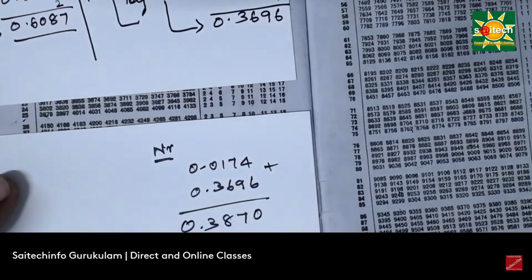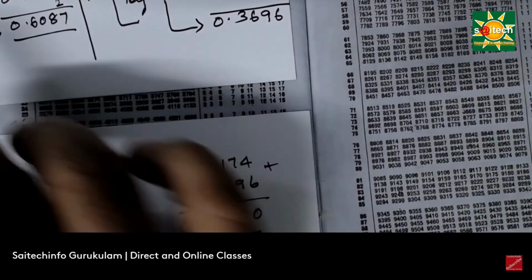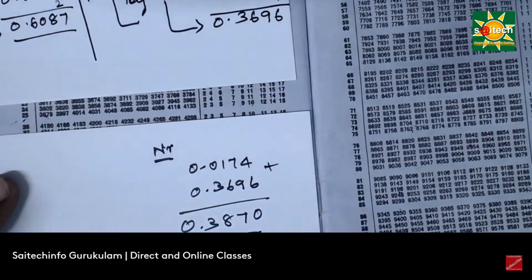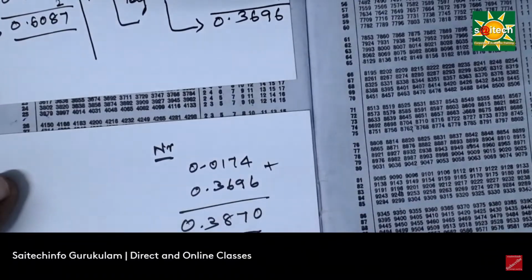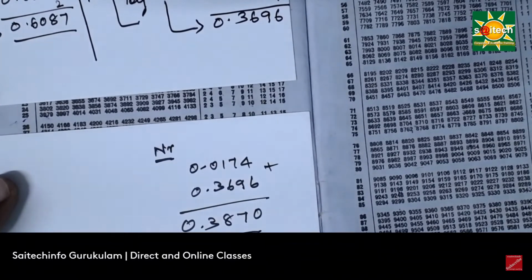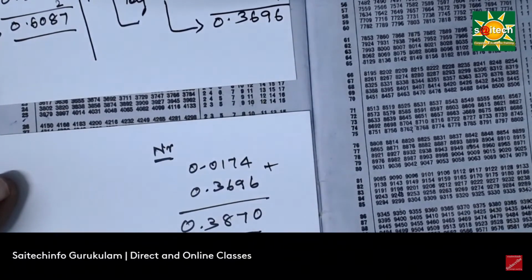So 0.3870. Do you understand? Now you can keep it as such. And what about the denominator? The values of the denominators are 0.4914 and here 0.6087. Now let us add this.